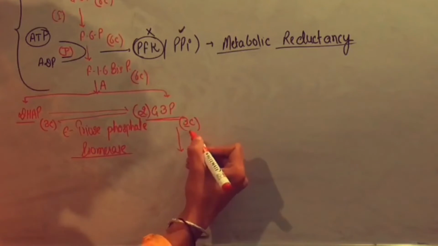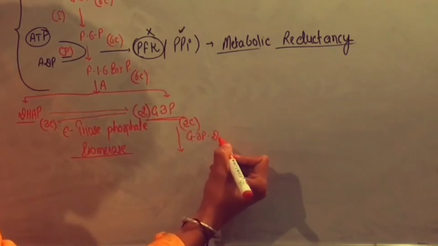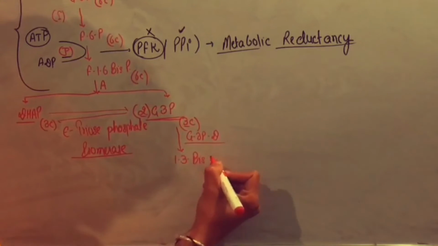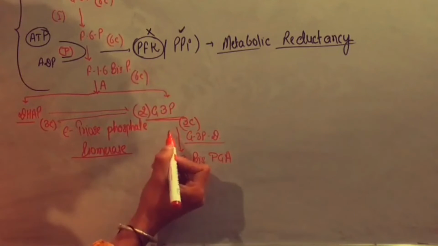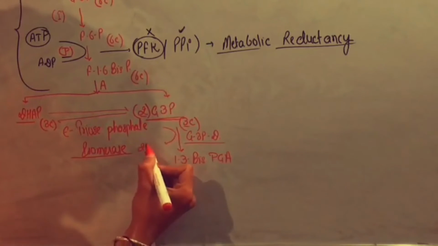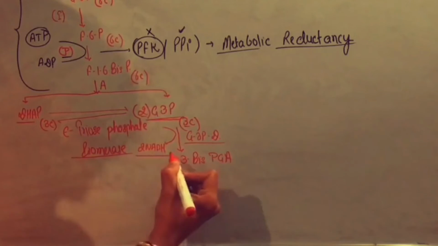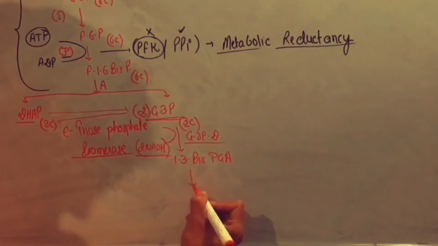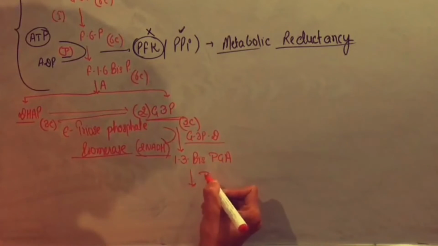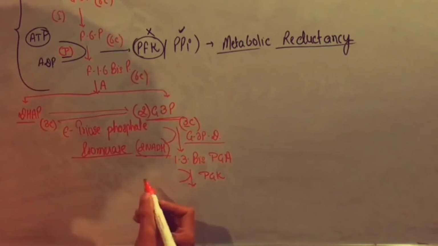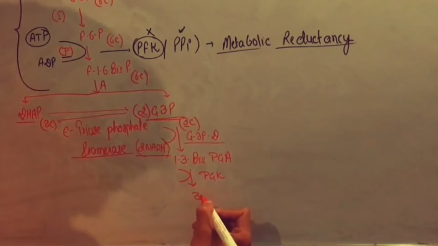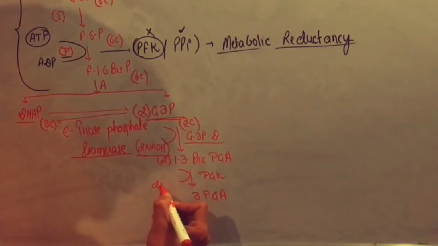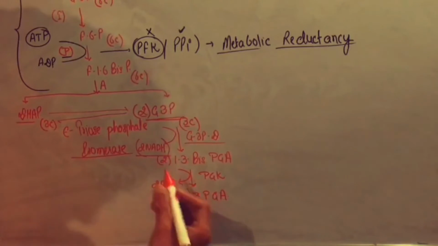This 3-PGAL, in the presence of the enzyme phosphoglyceraldehyde dehydrogenase, is converted into 1,3-bisphosphoglyceric acid. During this process, 2 molecules of NADH are formed. This 1,3-bisphosphoglyceric acid, in the presence of the enzyme phosphoglycerate kinase, forms 3-phosphoglyceric acid, and during this process 2 molecules of ADP are converted into 2 molecules of ATP.